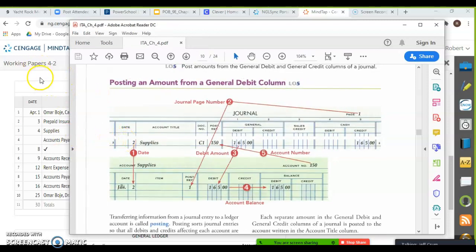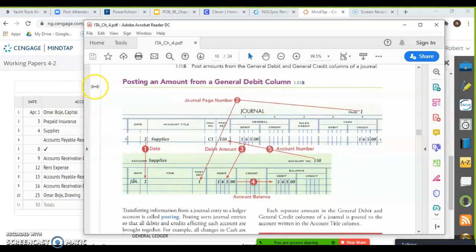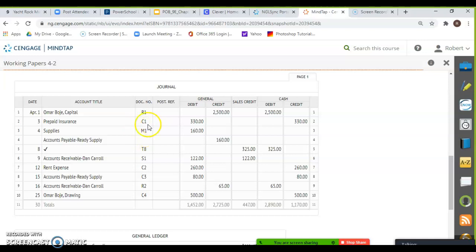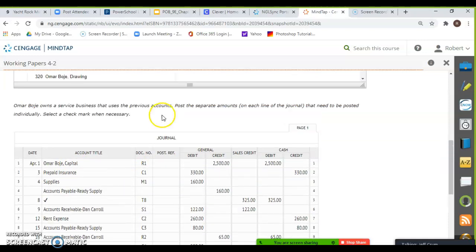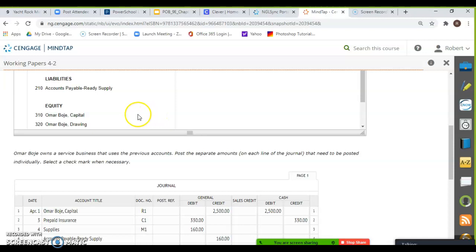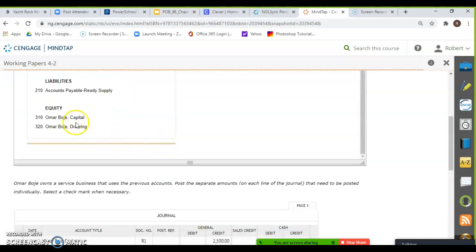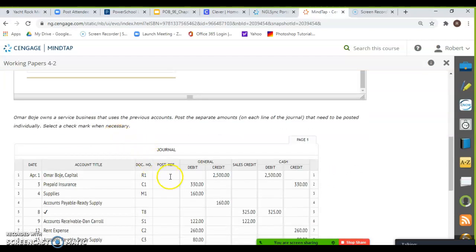I keep moving the mouse over by the computer and it pushes in on the button. Push this down. Okay, so we've got our journal. So our first account is the owner's capital account. Our posting reference is going to go here. So we'll go up to our chart of accounts. Capital account is account 310. So just click here, 310.